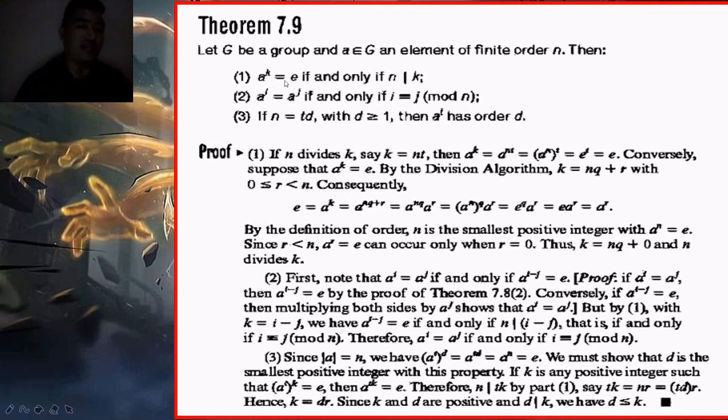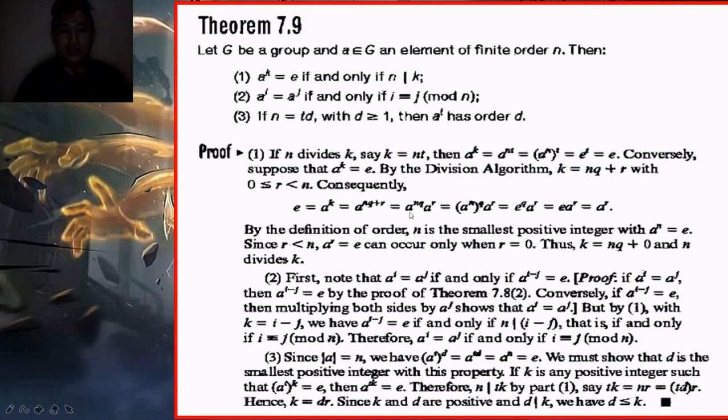Kita na to class, kanina rin siya. So conversely class, kanina ba suppose a to the k is equal to e. Suppose kana siya. Itong i-show nga n divides k. So by division algorithm, k is equal to nq plus r with 0 less than or equal to r less than n. Consequently, so if e is equal to a to the k, equal ang e kay equal to sa a to the k, our a class is equal to a to the nq plus r. Tama ni.